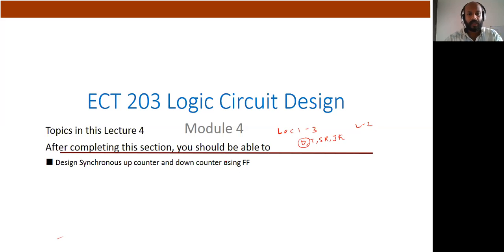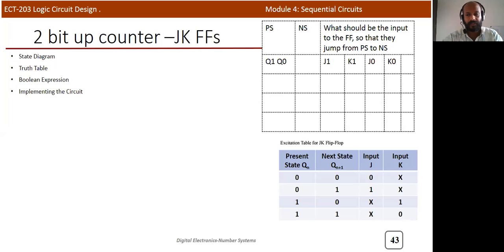In lecture 4, we will use other flip-flops to implement the up counter and down counter. We will also discuss one special counter known as a decade counter. And first, we can discuss one question. We need to design a 2-bit up counter by using JK flip-flop.